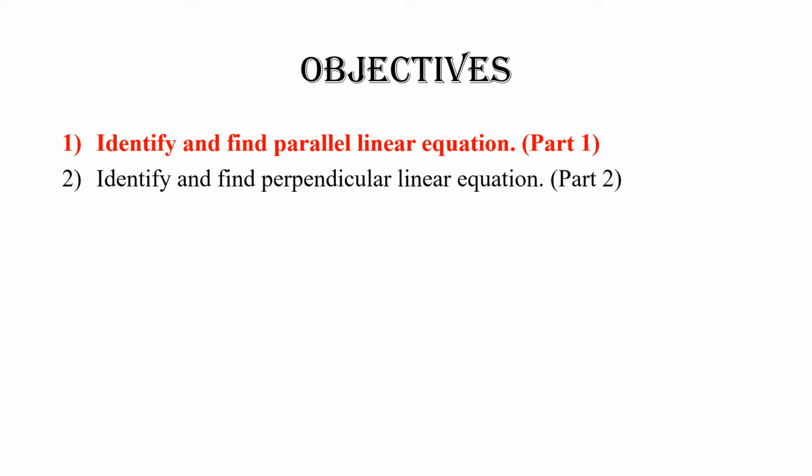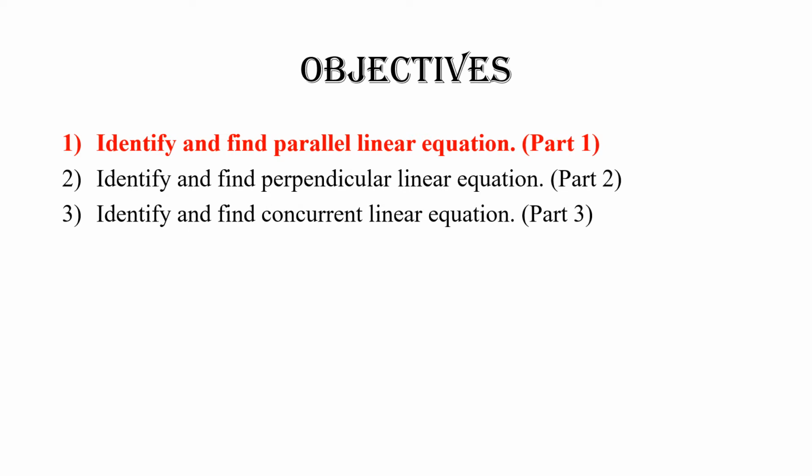In part 2, tomorrow God willing, we will look at identifying and finding perpendicular line equations, or when lines are perpendicular. And last but not least, we're going to look at how to identify and find concurrent linear equations. Don't get carried away with the word concurrent. It's another word for just intersecting. So when two lines are intersecting, how do we determine that, and how do we find that point of intersection?